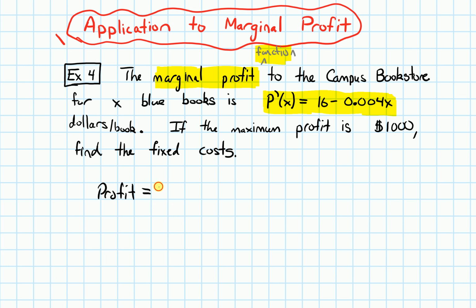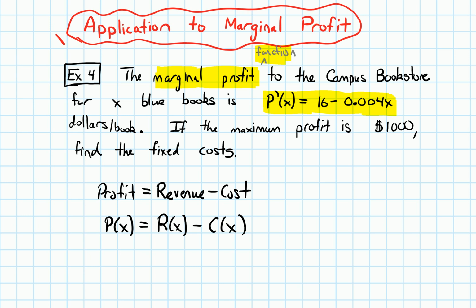Okay, so just to get us started, let's remember what the formula is for profit. Profit is revenue minus cost. Or if I write this in terms of function notation, I could write P of X for profit equals R of X for revenue, and then minus C of X for cost.